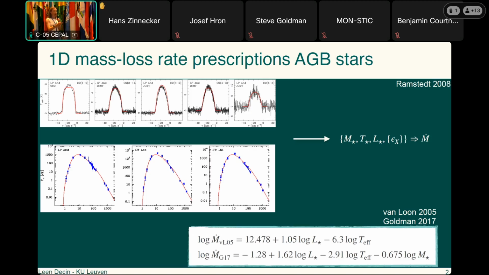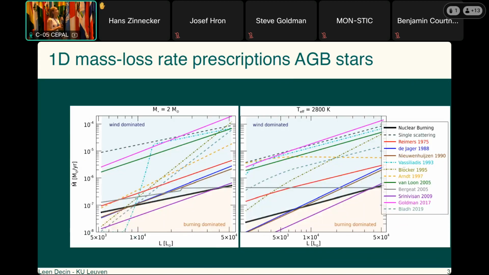Now, if you display all of these mass-loss rate relations in one graph, you see the following. I have a left and a right panel. To the left, I take the mass constant, to the right, the effective temperature constant. The main message here is that if you look at all of these descriptions, be they derived from observations, from theory or semi-empirical, you see huge differences, two or three orders of magnitude. So what to choose if you would like to model your stars via MESA, for instance? Depending on which one you take, you can have a completely different outcome.